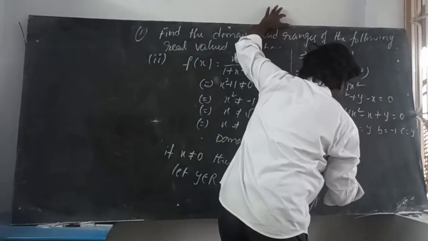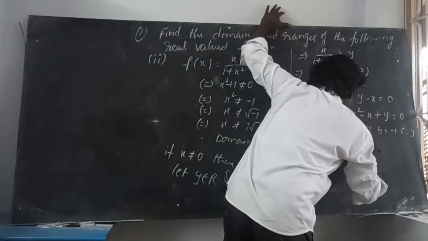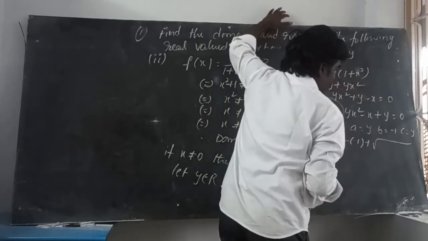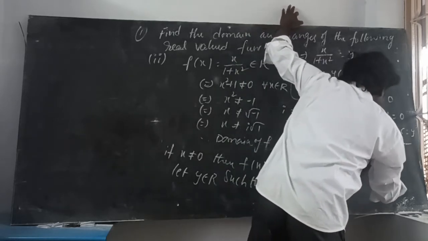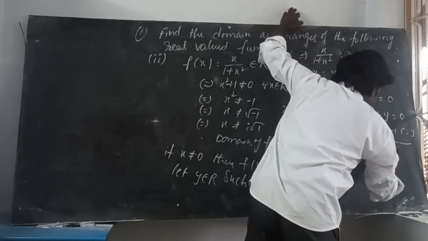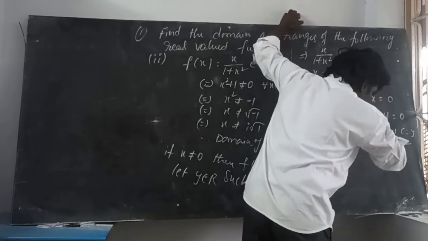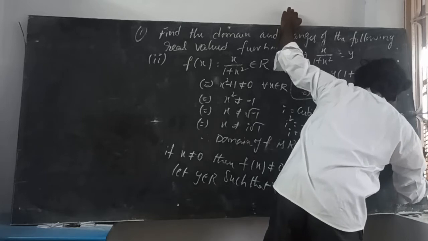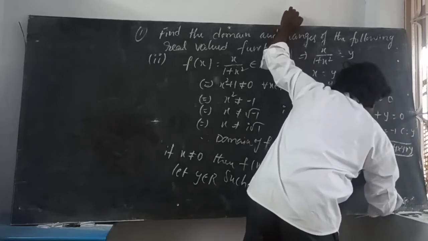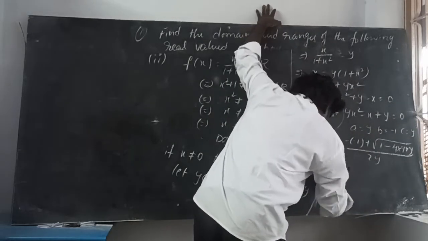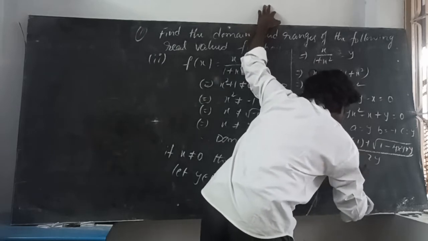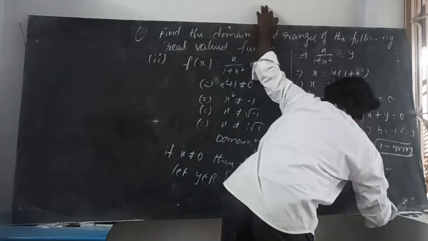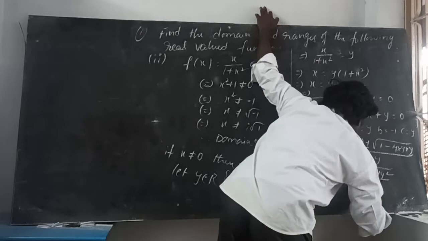So here minus of minus 1 plus or minus square root of b square, minus 1 whole square, 1 minus 4 a y, c y, by 2a, that is 2y. x is equal to 1 plus or minus square root of 1 minus 4y square by 2y.